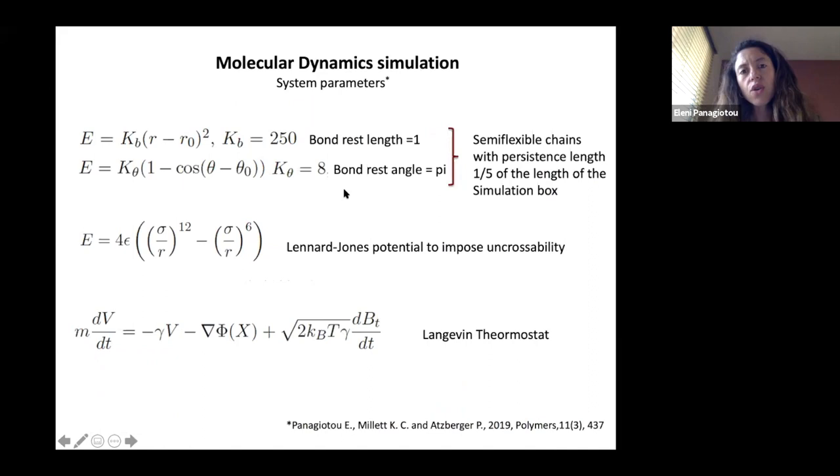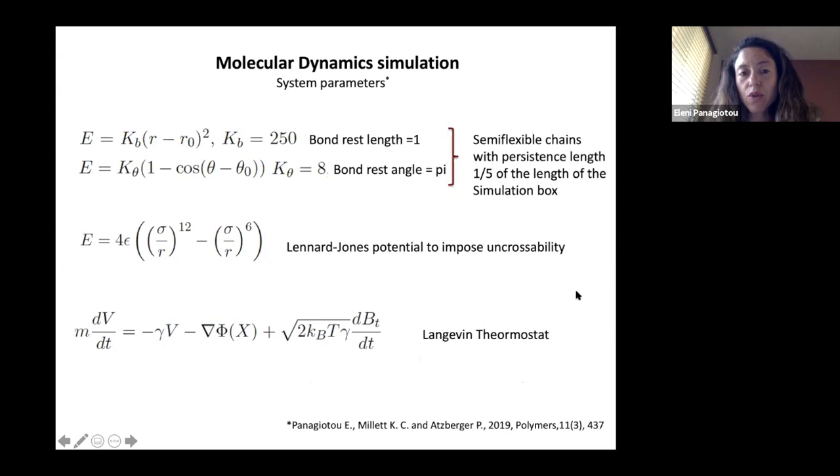We do a molecular dynamics simulation of semi-flexible chains, with a Lennard-Jones potential and just the Langevin thermostat. This is not a very accurate way of doing a simulation for these systems. We could ignore the solvent if the system was a little bit denser. But again, this is a toy model. It is more of a proof of concept, I think, for what we want to discuss here.